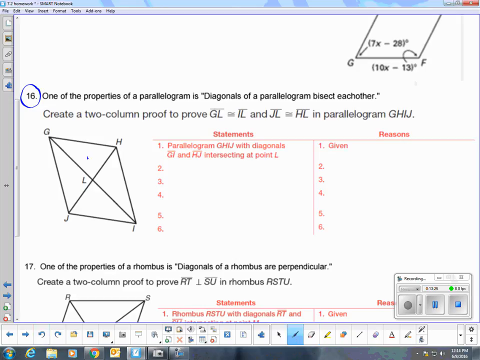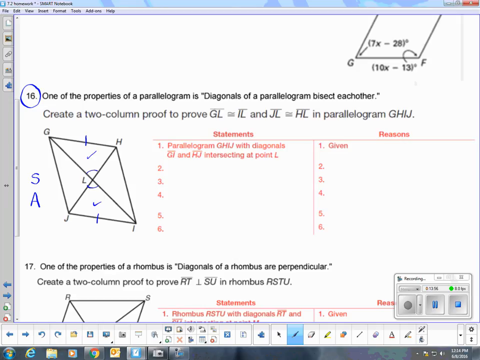Okay, so once again, I'm trying to prove that this triangle is congruent to this triangle. So let's start with these two sides. Because this is a parallelogram, opposite sides are congruent. We have a pair of vertical angles right here. So far I have one pair of sides that are congruent, and I have one pair of vertical angles that are congruent. So I need one more thing to prove that the two triangles are congruent.